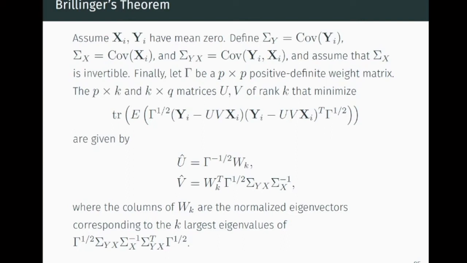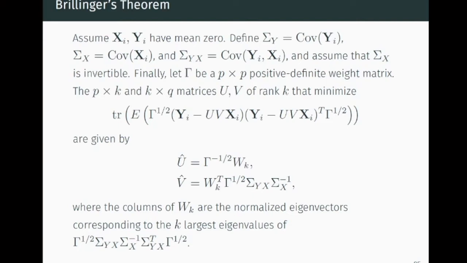And finally, we also assume that we have a p by p positive definite weight matrix, capital gamma. And so the p times k and k times q matrices U, V of rank k that minimize this criterion here, so the trace of the expected value of gamma to the 1/2 times the outer product of yi minus U V xi, times gamma to the 1/2 again.